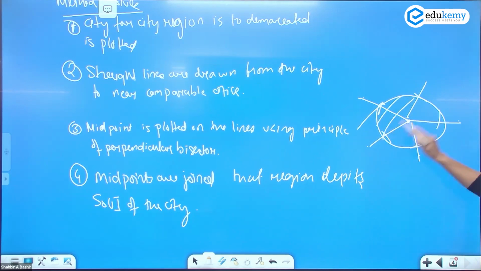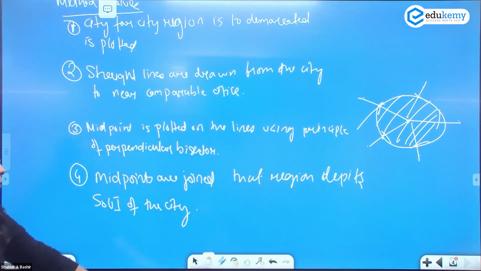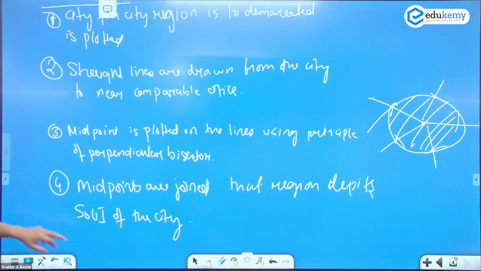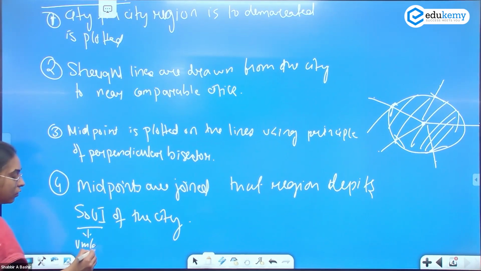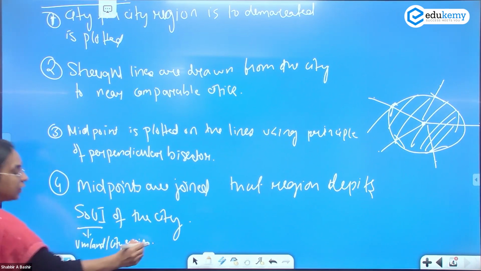And the region depicts what? The sphere of urban influence of the city. SOUI is the sphere of urban influence of the city. This is the sphere of, or the city region, umland, whatever you want to write. Umland or the city region or the sphere of urban influence of the city.